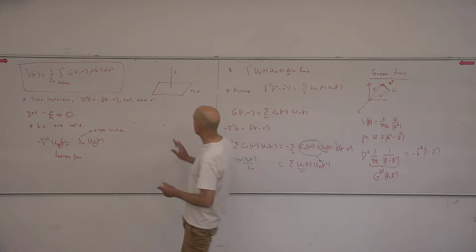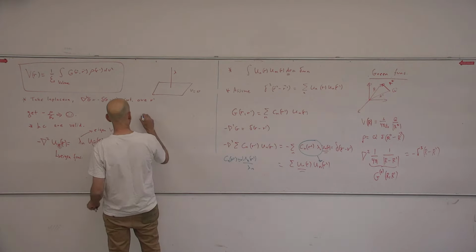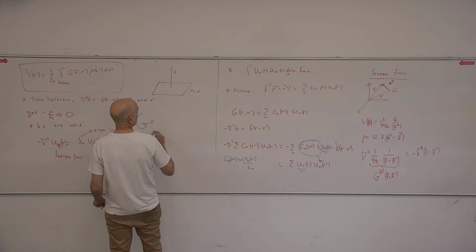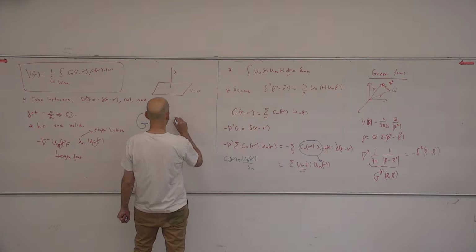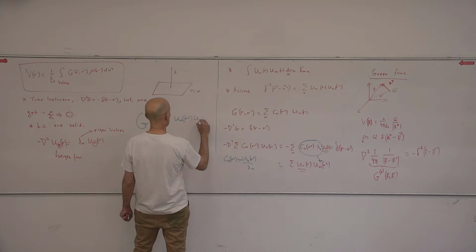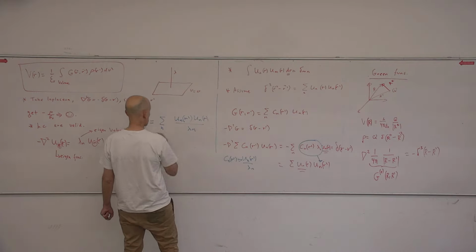So the Green function is the sum over n of U_n(r') U_n(r) over this lambda_n.